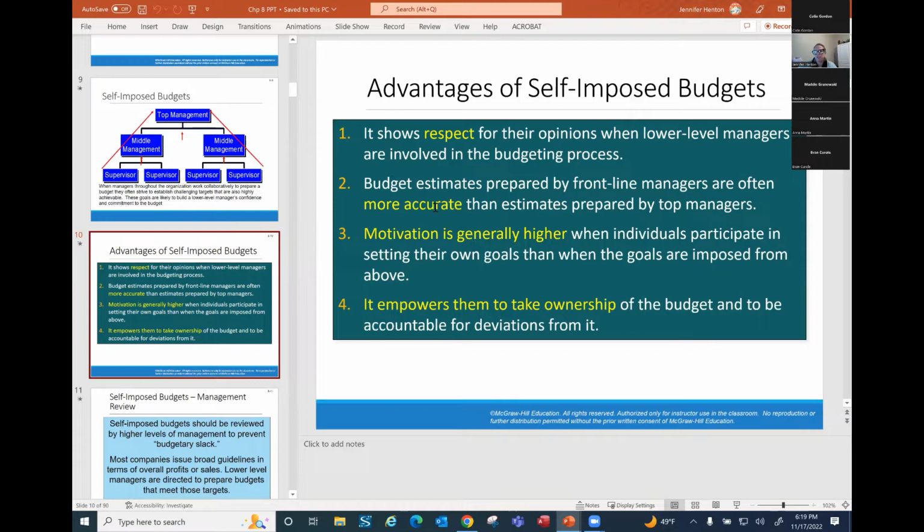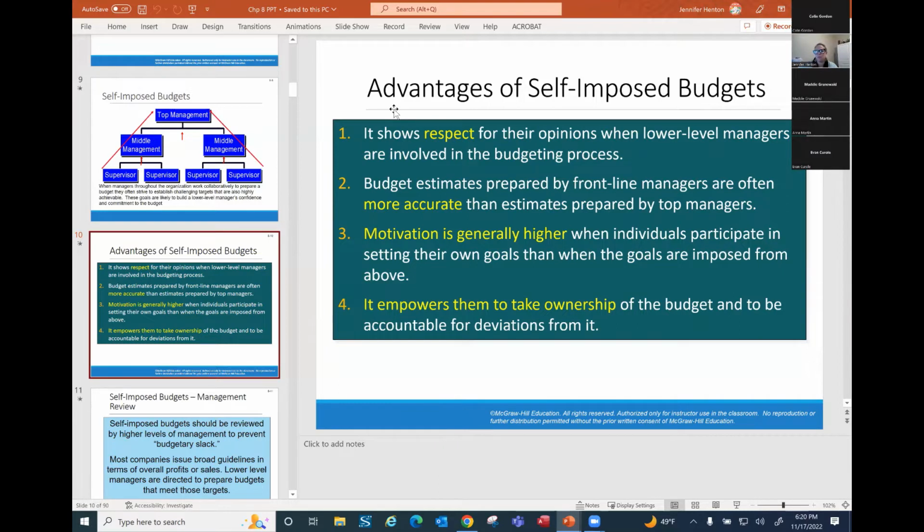And then motivation is generally higher when individuals participate in setting their own goals than when the goals are imposed from above. So if you're in charge of helping set a budget and you're going to be tied to a bonus or a reward, then you want to make sure that you're setting that budget in a reasonable fashion and that you're able to meet those goals, because now you're committed to making sure that whatever was put into the process and planned out, you have a reward tied to it.